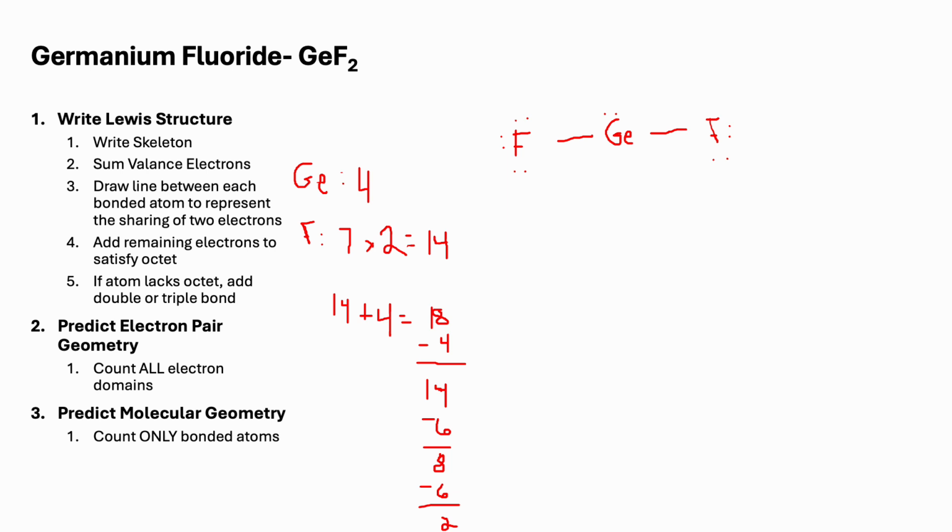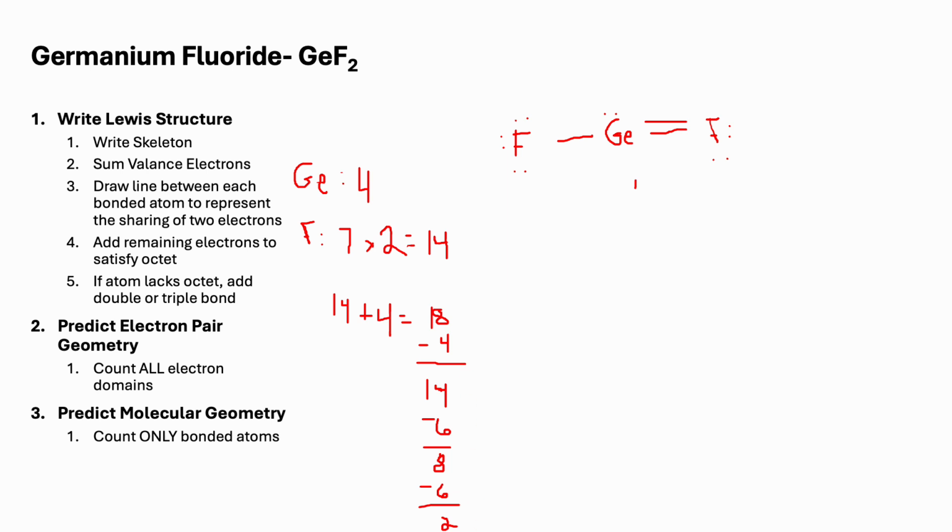And so now this fluorine only has 2, 4, 6 valence electrons. And instead of having that lone pair there, I'm going to actually share it between fluorine and germanium. And that way, fluorine now has a full octet because it has 2, 4, 6, 8. And let's look at germanium. Germanium now has 2, 4, 6, 8. Germanium has an octet. Everybody has an octet. And this is your correct Lewis structure for germanium fluoride.